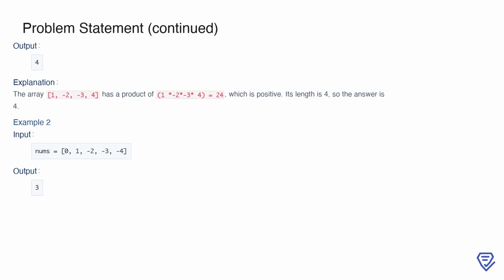In the second example, the array is 0, 1, -2, -3, -4. Here, the longest subarray with a positive product is -2, -3, -4, which has a product of -2 * -3 * -4 equals -24. Although the product of these three numbers is negative, it is important to note that the correct subarray length is determined by the longest segment with a positive product, which happens to be 1, -2, -3. The length of that subarray is 3, so the output is 3.